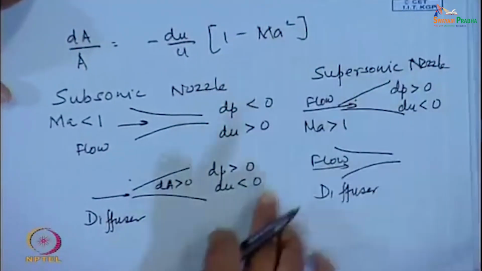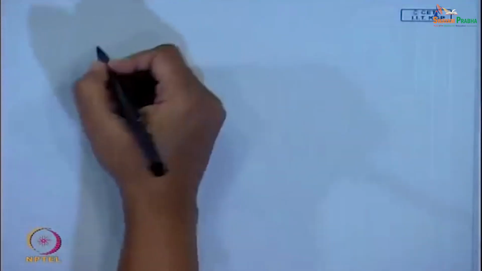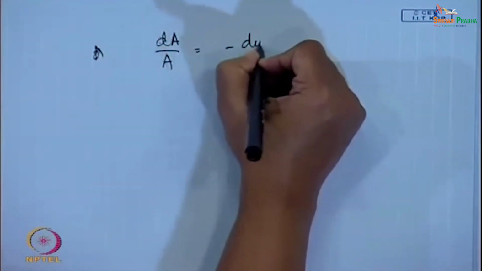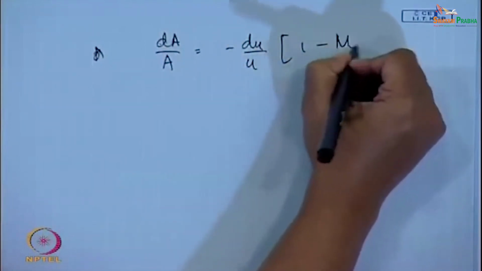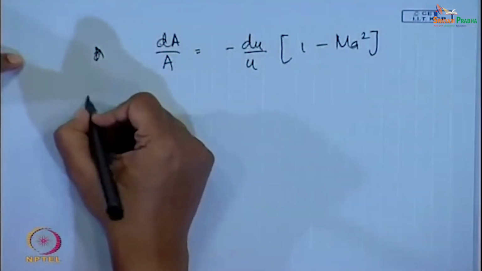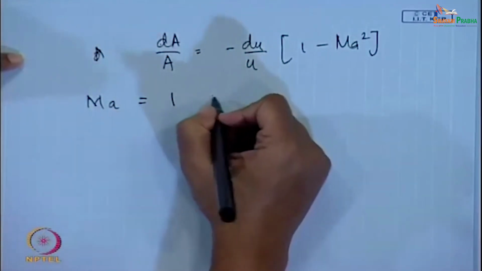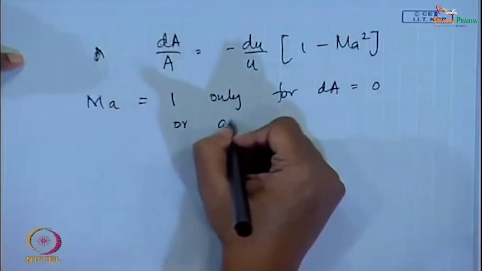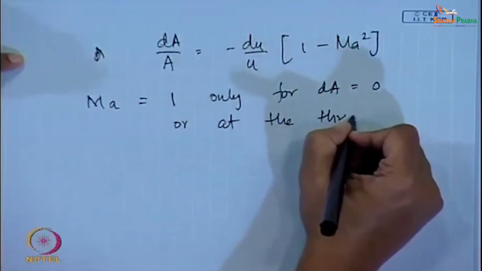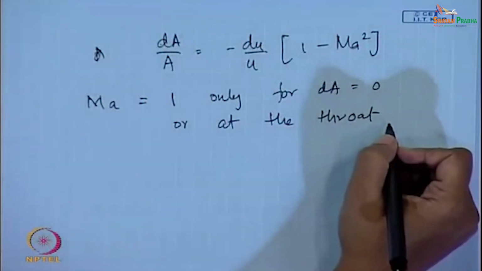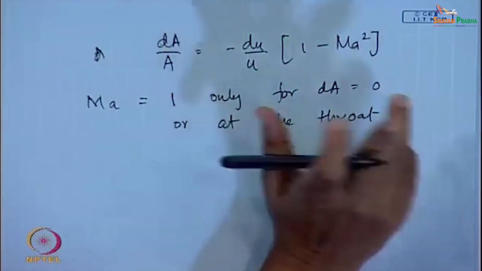So, we get certain observations from this equation. I will write the equation once more on a separate page, that will be easier. From this equation we get that Mach number can be equal to 1 only for dA equal to 0, or at the throat. It cannot be equal to 1 under any other condition. Agreed with me?